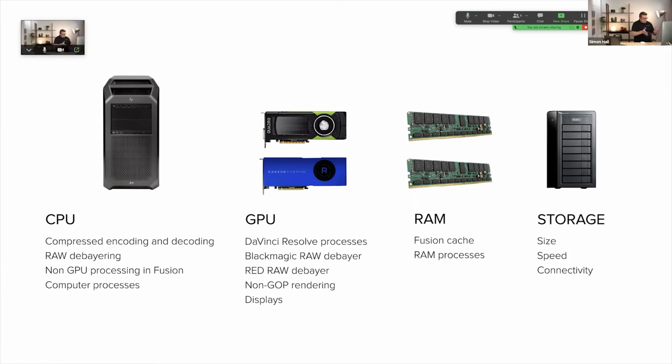So for example, the CPU in Resolve does a lot of the compressed encoding and decoding. For example, if you have a lot of H.264 files that you have shot, say one of your cameras on a shoot is an iPhone, so you've got a huge amount of H.264 or H.265 content. When you drop that into Resolve, because it's a compressed format, not every frame is a full frame, so the CPU has to process that information.